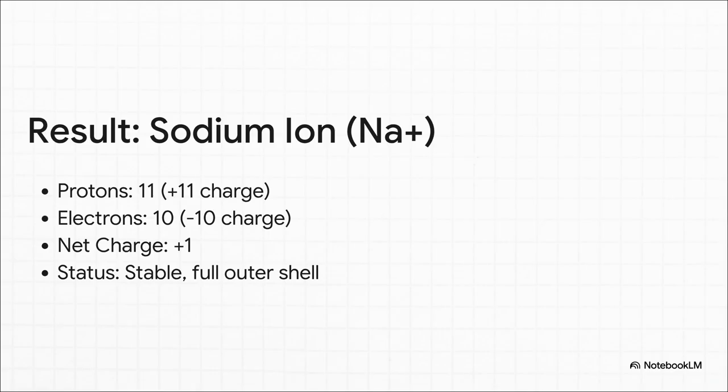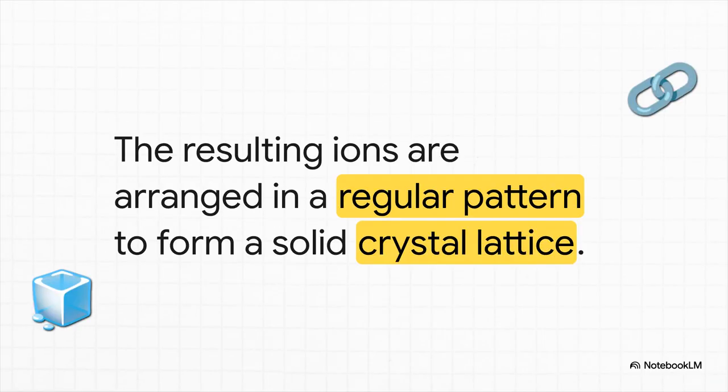It's a positive ion. And most importantly, its new outermost shell is completely full. Mission accomplished, stability achieved. And here's the final beautiful piece of the puzzle. That brand new positive sodium ion and its partner, the chlorine that accepted the electron to become a negative chloride ion, are now powerfully attracted to each other. Opposites attract, right? This electric force pulls them together into this highly organized, perfectly repeating structure, a crystal lattice. You probably know it by another name, table salt.